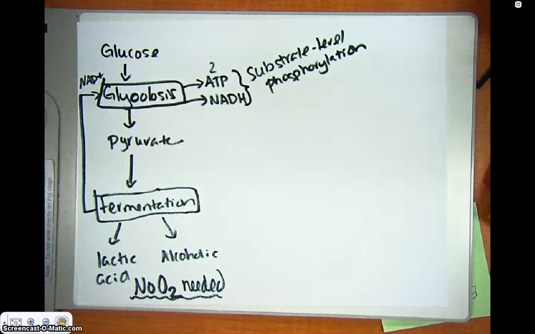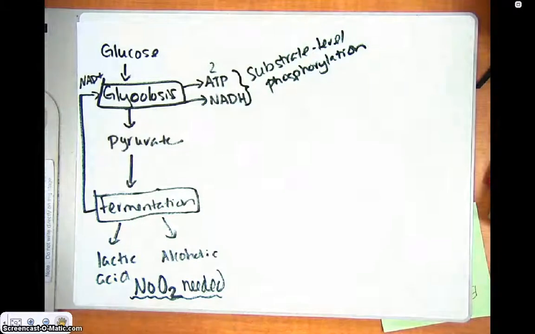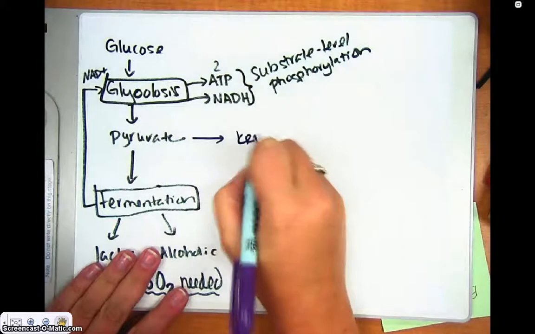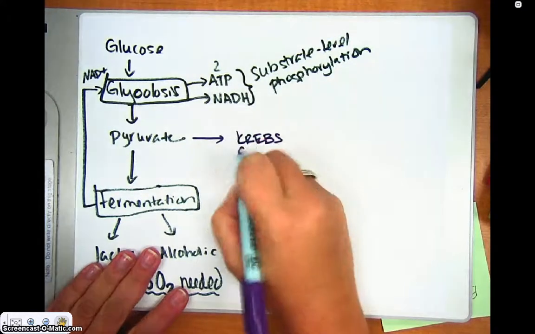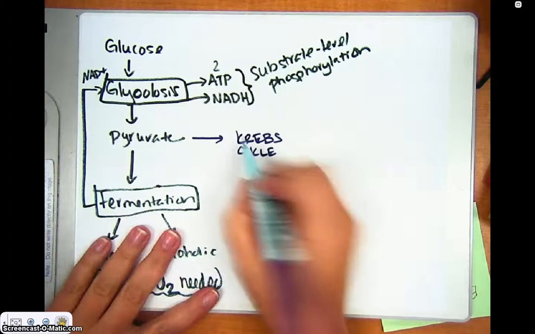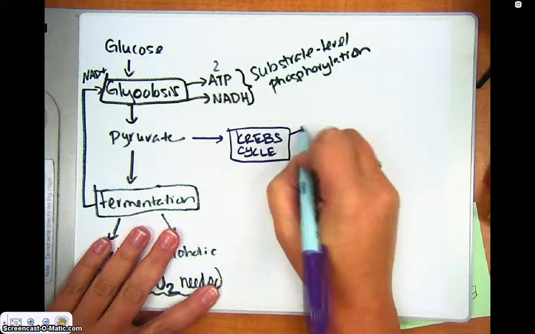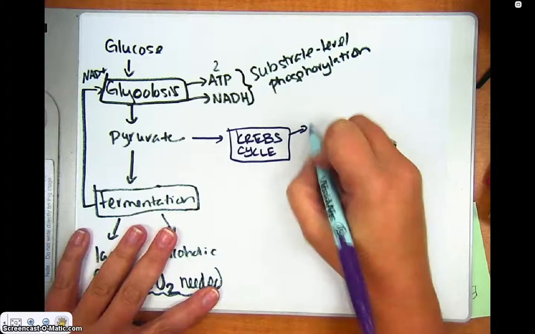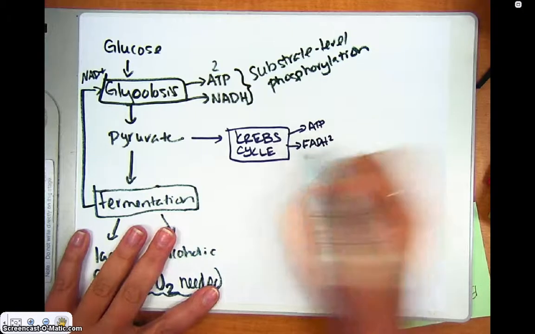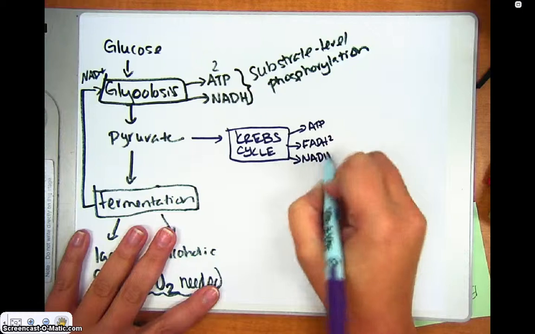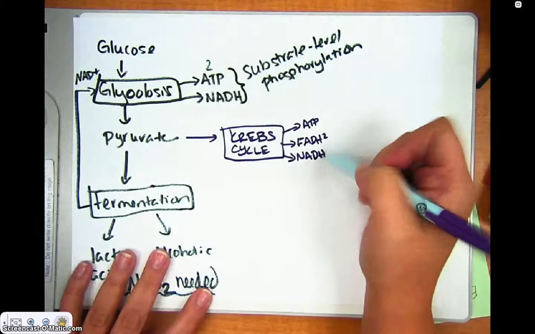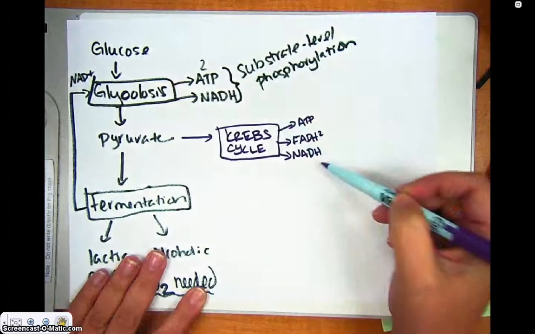Okay? Now, let's say you are an organism that wants to use oxygen. So this pyruvate then is going to undergo the Krebs cycle. And when the Krebs cycle happens, we get a few more things that come out of the Krebs cycle. We get a little bit more ATP. We get FADH2, and we get some more NADHs. Okay? Now, what happens with these things that have H's on them? So we've got NADH and we have FADH.